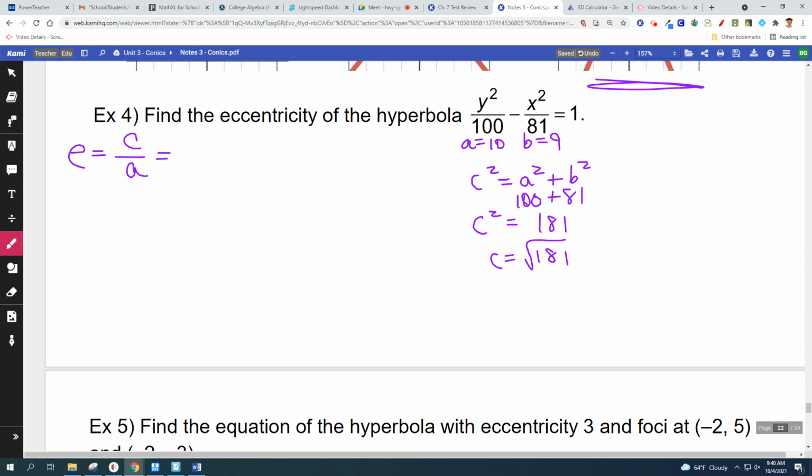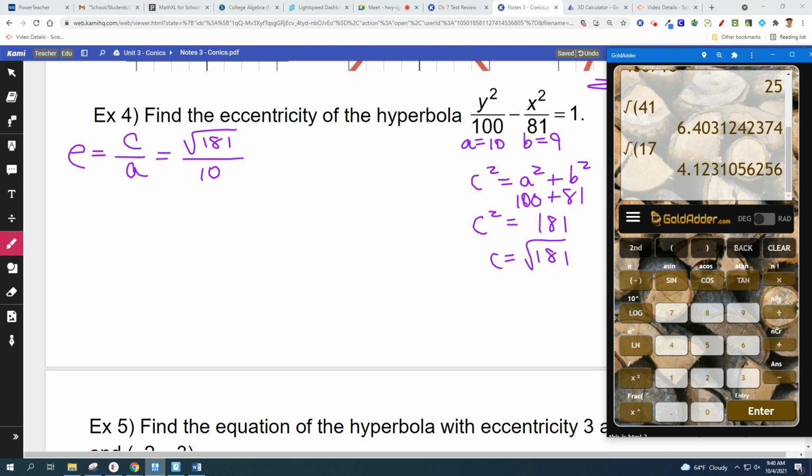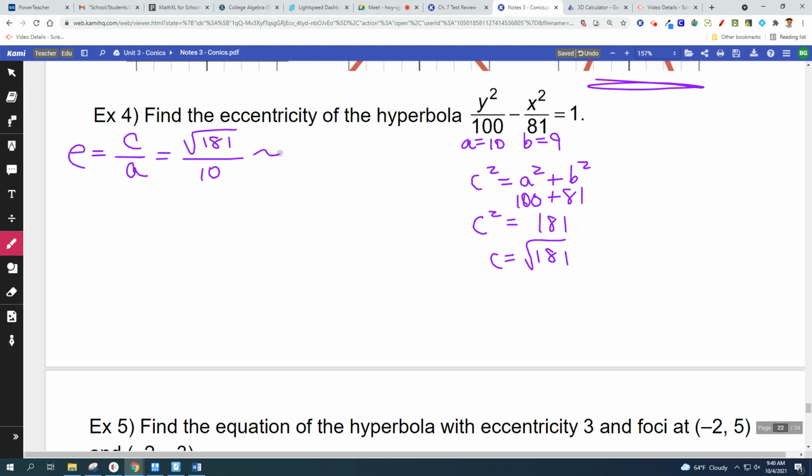So then the eccentricity is going to be the C value over the A value. Square root of 181 over 10, square root of 181 divided by 10 is about 1.3. About 1.3.